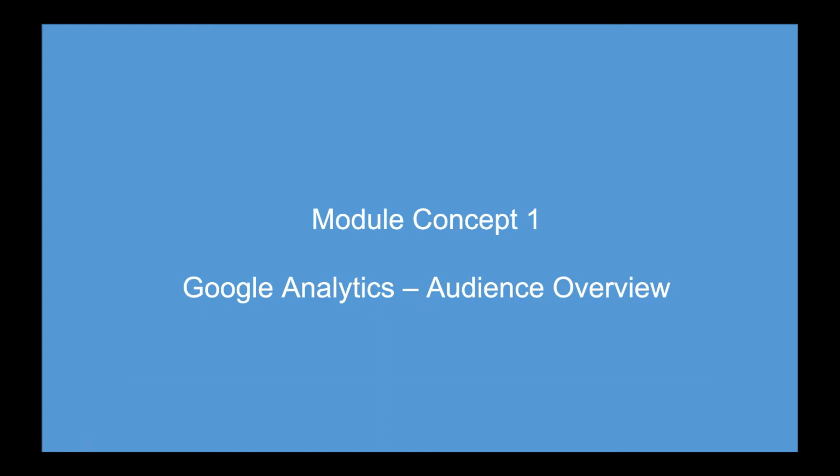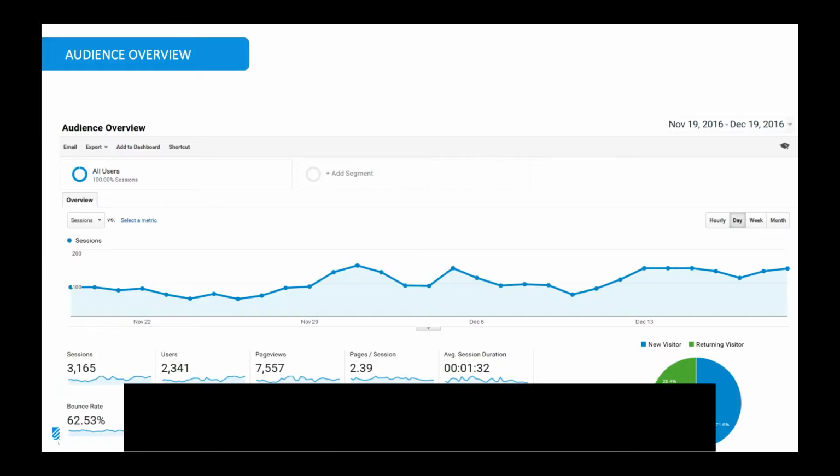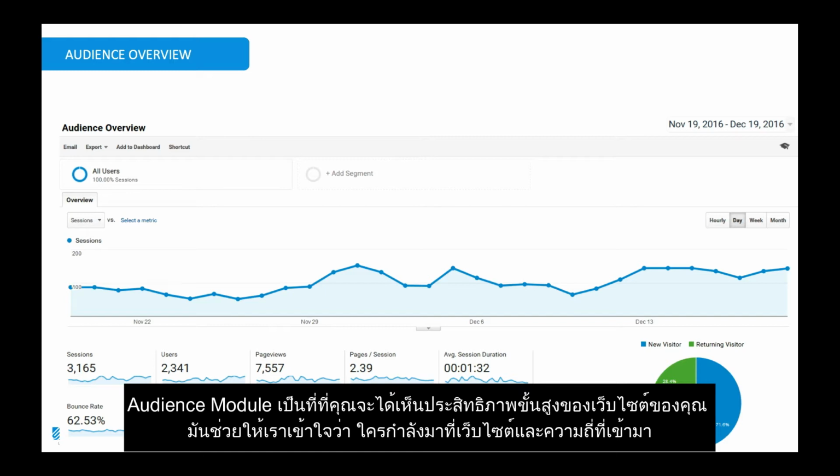Okay, so let's get started with the first module concept. In this module, I'm going to present the first of the four core modules inside of Google Analytics, and this one is known as the audience module. Let's take a look. The audience module is where you see the high-level performance of your website. It allows us to understand who is coming and how often they come.